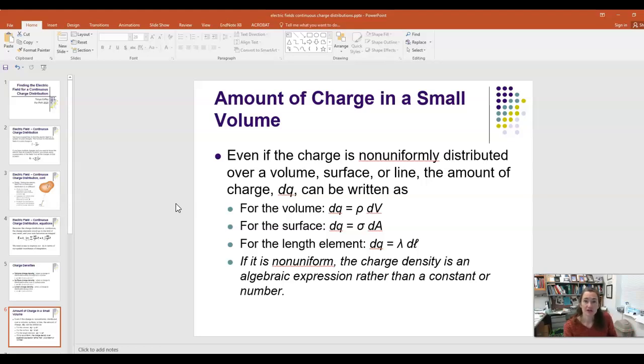Now, yet again, this still works if the charge density is non-uniform, but in those cases, your rho, sigma, and lambda will not be a constant, but instead some sort of algebraic expression that depends on your spatial coordinate in some way. And that would allow you to vary the density so that it's denser in some places and not as dense in others.